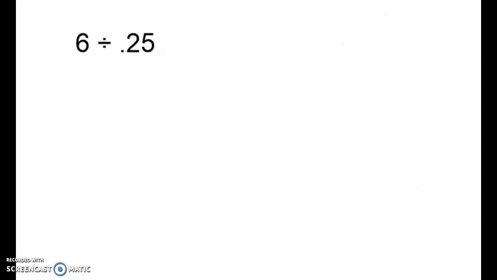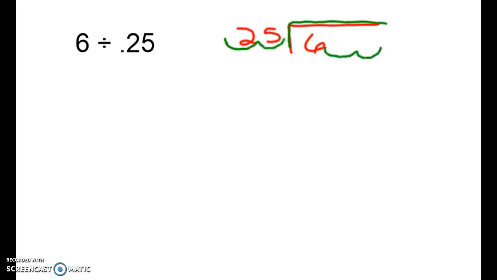So we have 6 divided by 0.25. 6 goes on the inside because that came first, and 0.25 goes on the outside. What you want to do here is move the decimal as close to the house as possible. The house is your division sign. So I'll go over in green, that's your house. Move your decimal as close to the house as you can, and then you have to do the same thing down here, and then you bring your decimal straight up, so my decimal is right here.